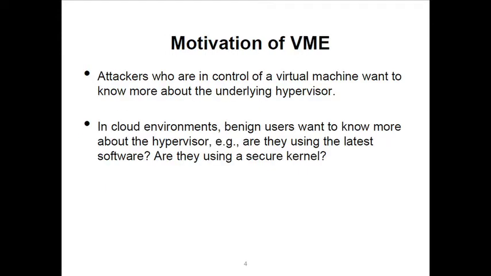The motivations of virtual machine extrospection are twofold. On the one hand, attackers who are in control of a virtual machine may want to know more about the hypervisor information. On the other hand, normal users, like benign users in a cloud environment, may also be curious about the hypervisor information, like what software they are using. Are they using a secure kernel or something? So the motivation comes from two aspects, both from attackers and from normal users. They want to know more about the hypervisor.